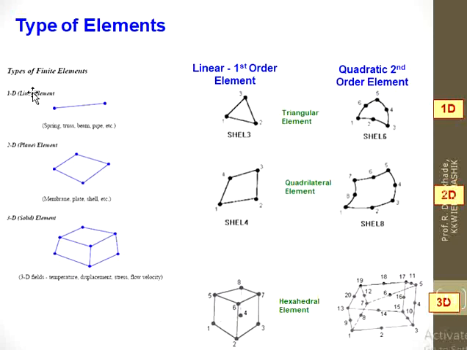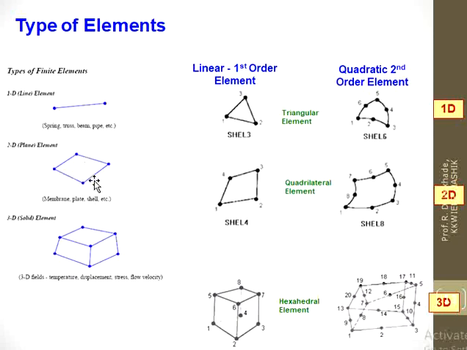The basic type, 1D, means one dimensional. We consider spring, truss, beam, pipe. One element has two nodes. Then consider shell type or triangular elements having three nodes. This is the category of linear first order elements. If nodes are increased, then the second type, that is quadratic second order elements in 1D, triangular element with 6 nodes. The second type is 2D elements.